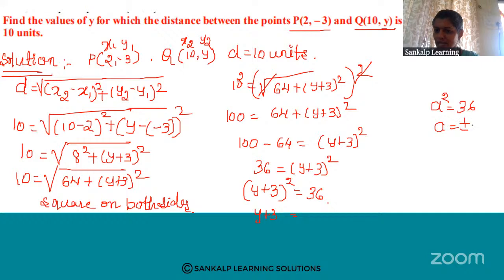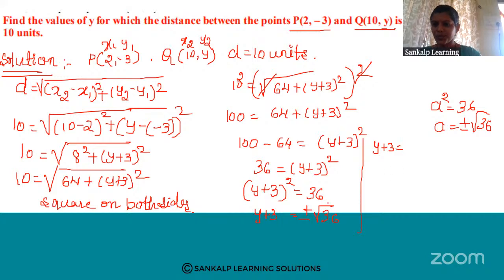A means it is plus or minus root 36. Yes or no? Here also, what is this? This is (y plus 3) whole square. So (y plus 3) whole square value is 36. Then what is the value of y plus 3? Then y plus 3 value is plus or minus square root of 36.